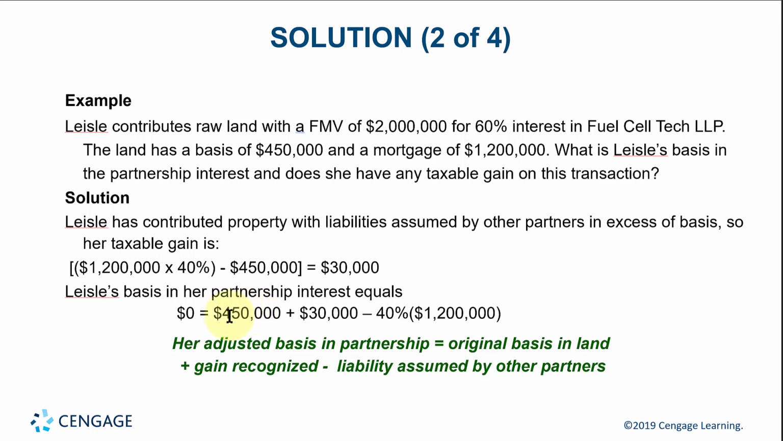Well, here is the basis of the land, so that carries over to the partnership interest. And here's the gain we just reported. But then you have to reduce it by the 40% of the mortgage that's assumed by really the other partner. So you can see here, everything cancels out, and Leslie's adjusted basis in his or her partnership interest is 0.